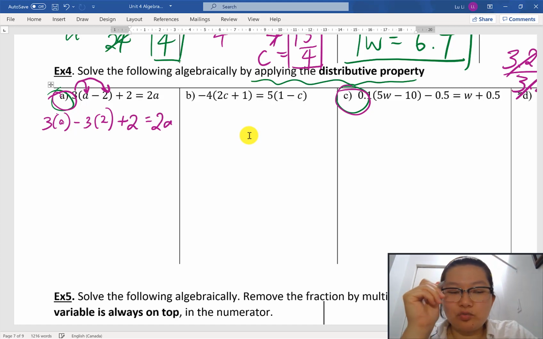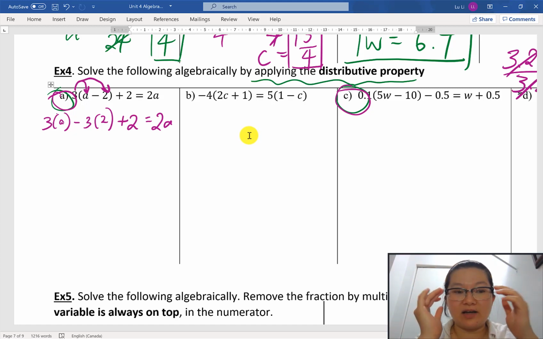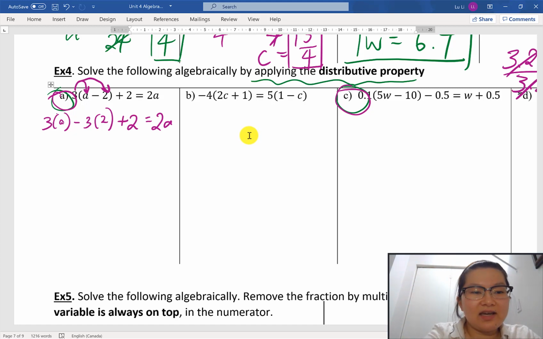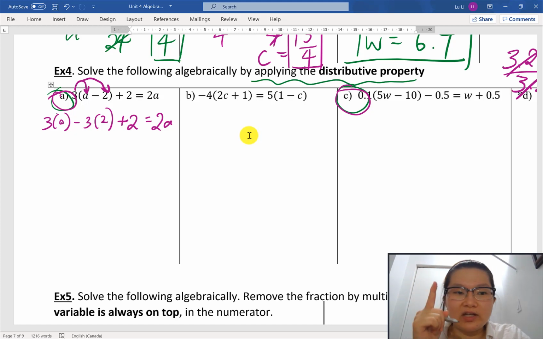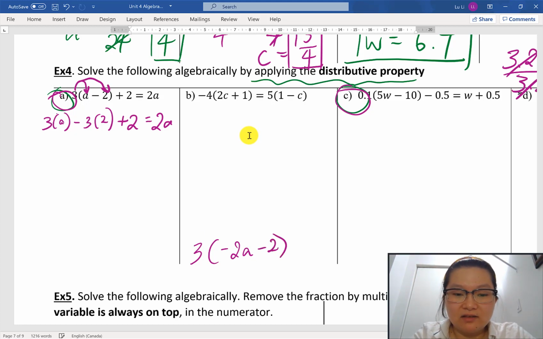Notice I am distributing the 3 only to whatever's inside the brackets, nothing outside of the brackets. And I mentioned that you're distributing it to every single term. So you might be wondering, what happens if I have, I don't know, minus 2a or something? Then what would that look like? Same thing. I take the 3 and I multiply that term. 3 times negative 2a is 3 times 2 gives me 6, and I have a negative there.